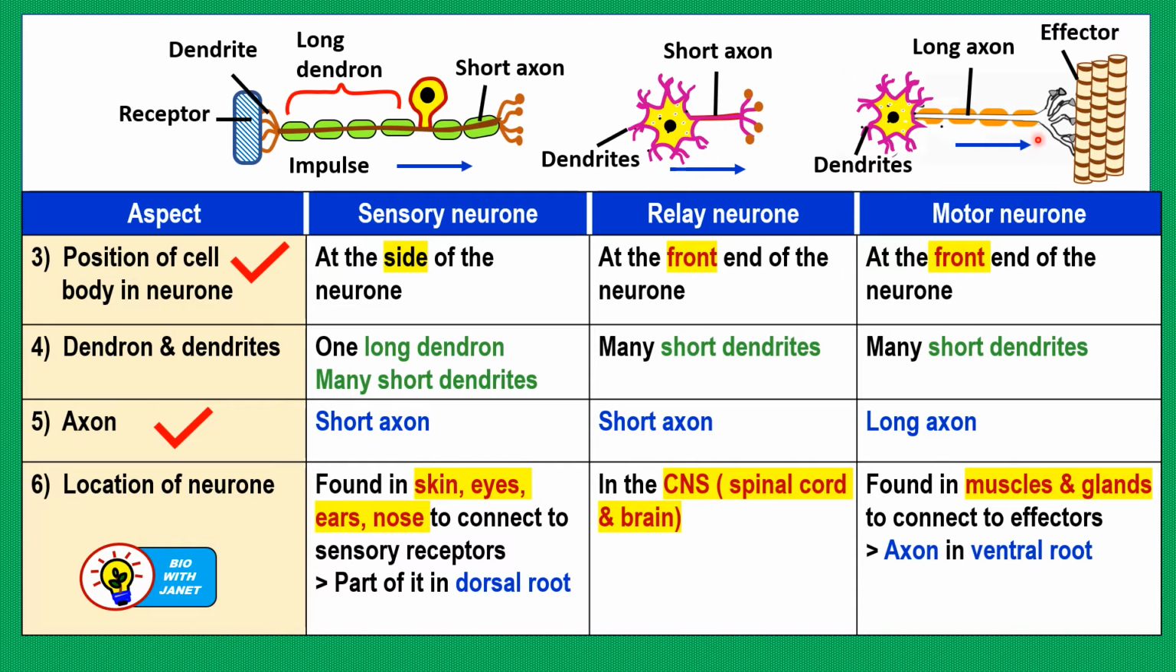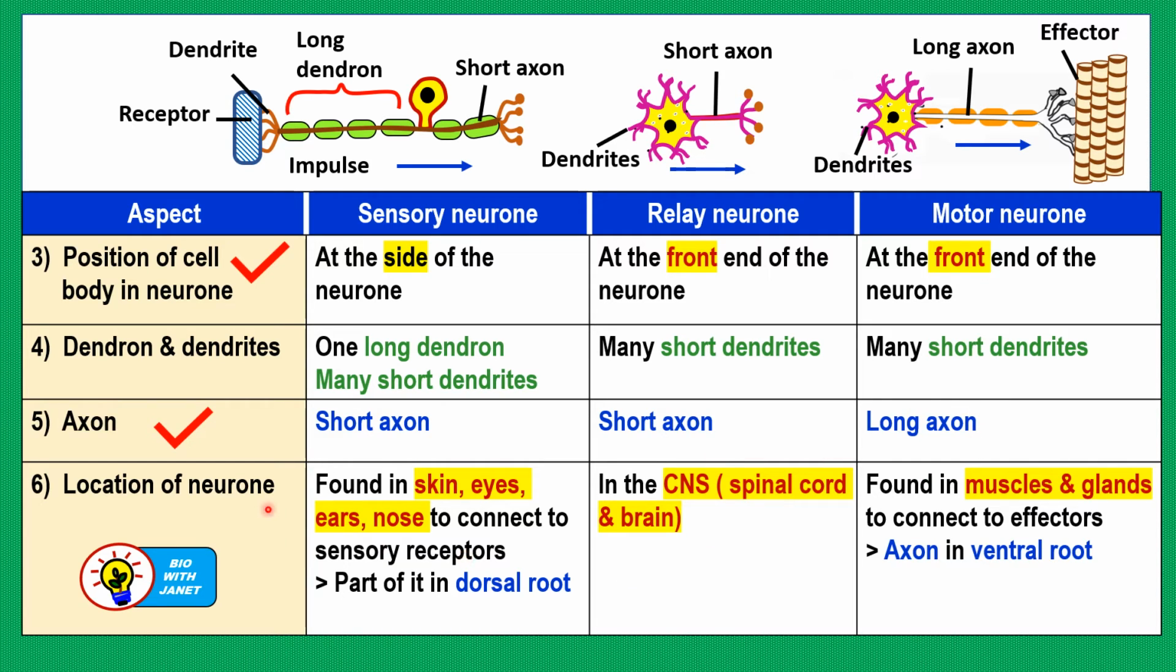The one with the long axon is the motor neuron. Its axon can be very long, and it can extend from the base of the spinal cord to the effectors in the feet, for example, or in the legs. So it can be more than a meter long, right? So sensory neuron and relay neuron have short axons, but the motor neuron has a long axon.